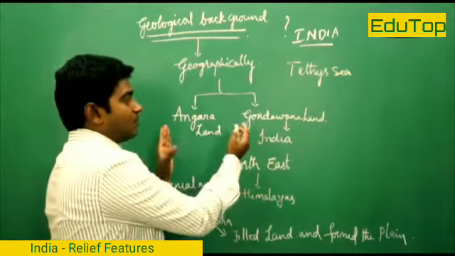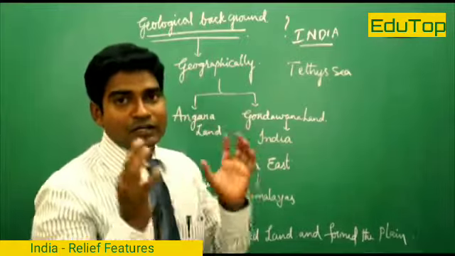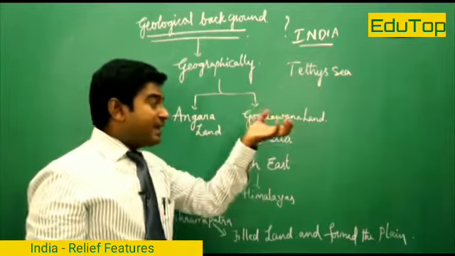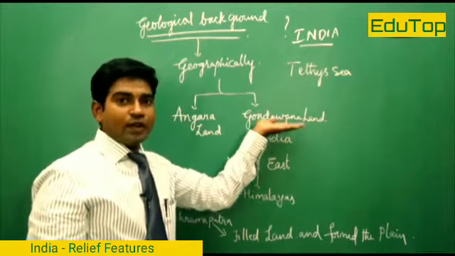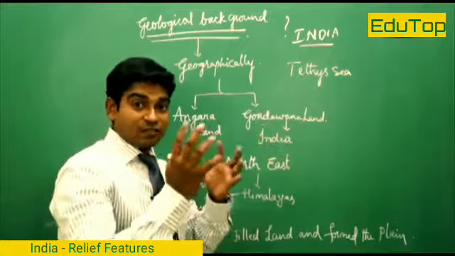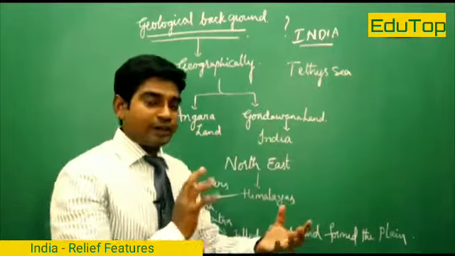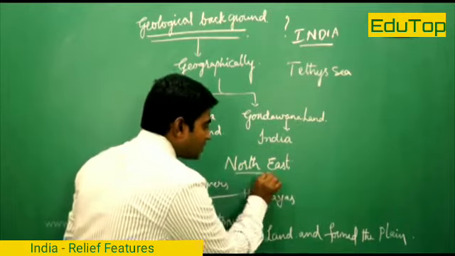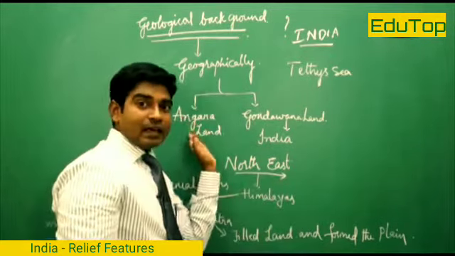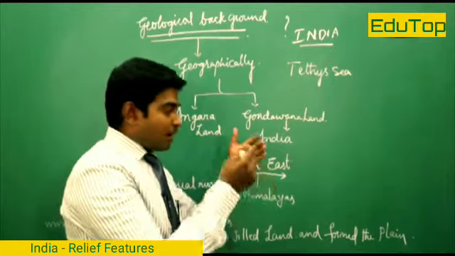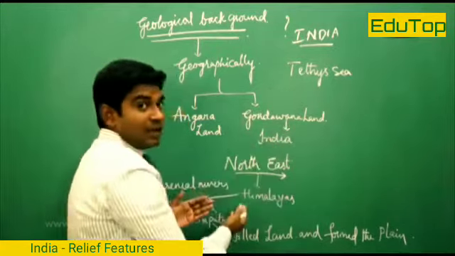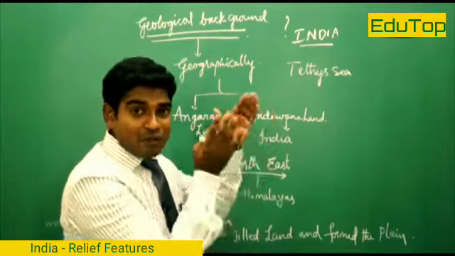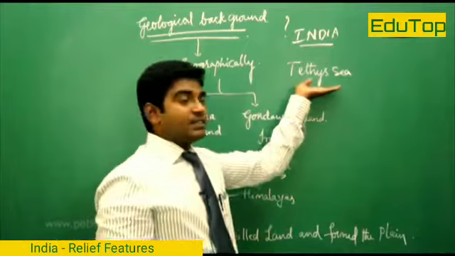The entire landmass of the world was divided into two major landforms, Angara Land and Gondwana Land. The Indian landmass is a part of Gondwana Land. In the process of its transformation, when the earth plates were moving, Gondwana Land moved towards the northeast and collided with Angara Land, that is the Eurasian plate, and formed the landmass of India. In the gap between Gondwana Land and Angara Land, there was a big sea known as the Tethys Sea.